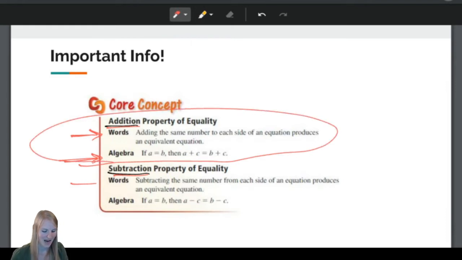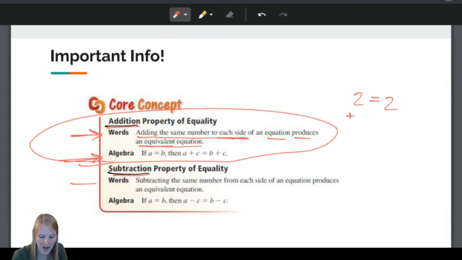So in words, adding the same number to each side of an equation produces an equivalent equation. What does that mean? Well, let's think of it this way. 2 equals 2. Do you agree? Is 2 equal to 2? Well, yeah. 2 is the same thing as 2. Those are equal. So watch this. If I add the same number to each side of an equation, I should get an equivalent equation, or the same equation, an equation that is still true.